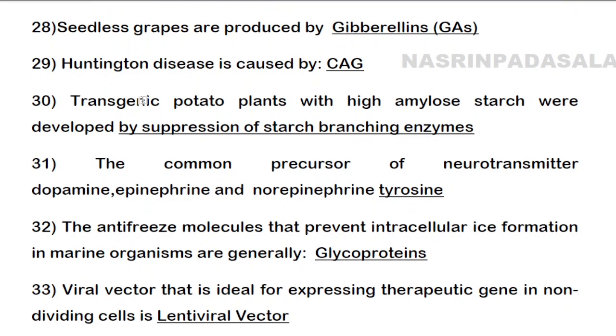29th question is Huntington disease is caused by. So Huntington disease is an example of a triplet nucleotide disorder. So here in this Huntington disease, the CAG, which is coding for glutamine, will be repeated more number of times. So that will be leading to this neurodegenerative disease called Huntington disease.